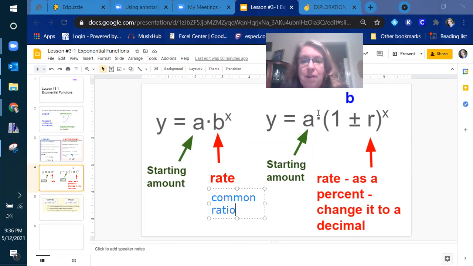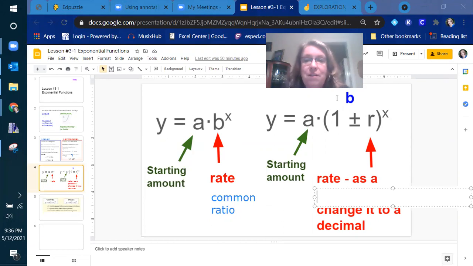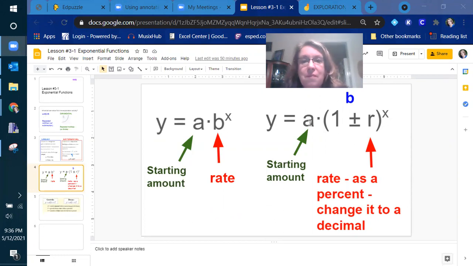Now there is a more complicated version where the b value comes from a percent. If they give you a percent of increase, then we're going to work with a different formula. And I'm going to talk a little bit more about that either in a video for Friday or Monday.